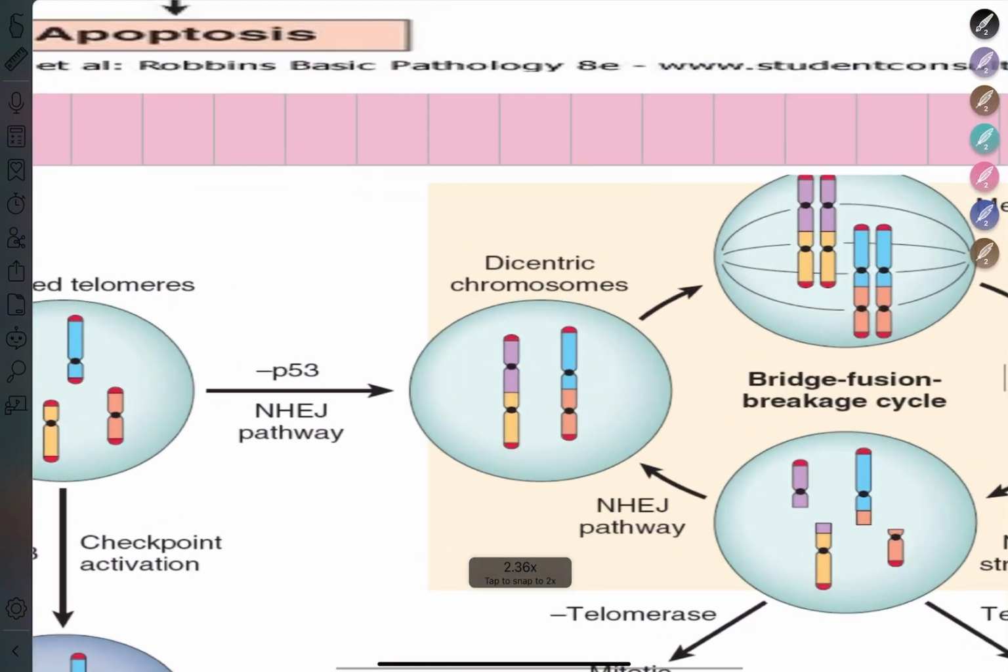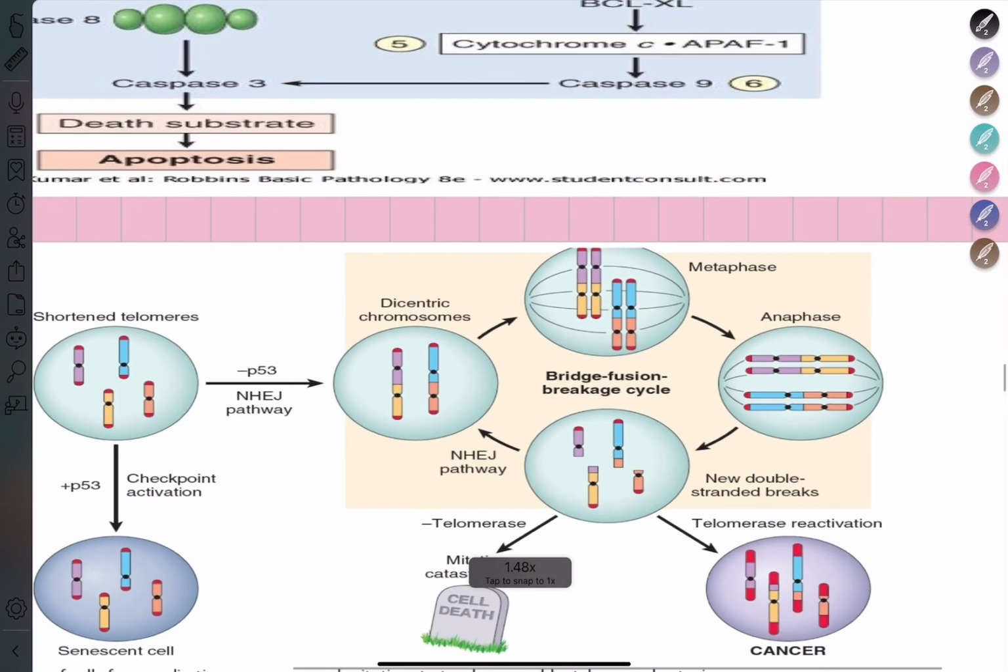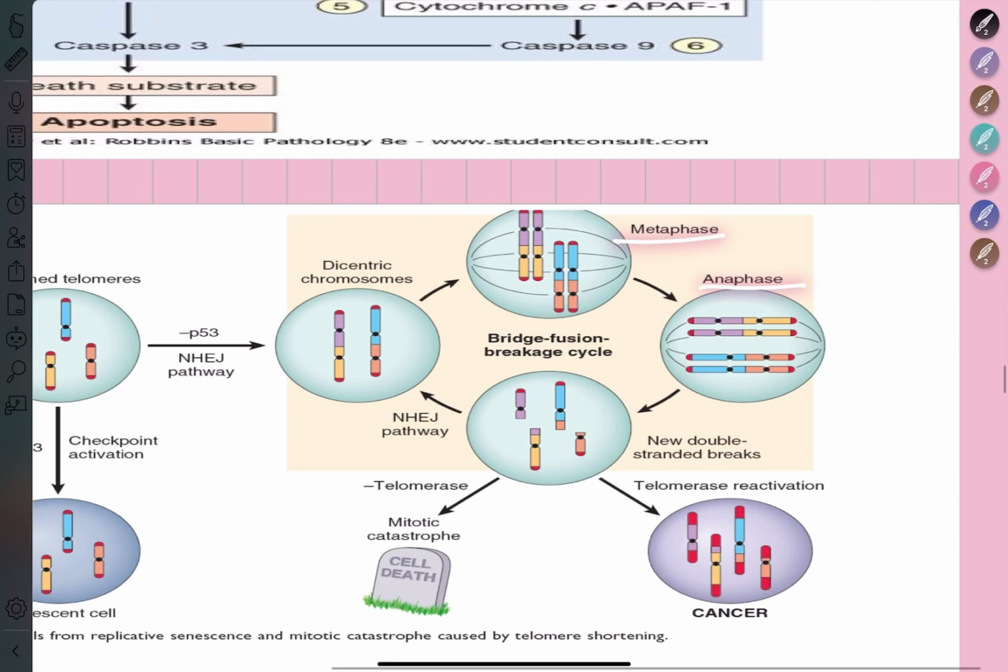This will create dicentric chromosomes. What does dicentric mean? It has two centromeres. This is the first one, this is the second one. It will undergo normal mitosis, metaphase, anaphase. And after anaphase, when we split them apart, the same thing happens: new breaks. Now new breaks have formed. The NHEJ pathway is going to occur again.